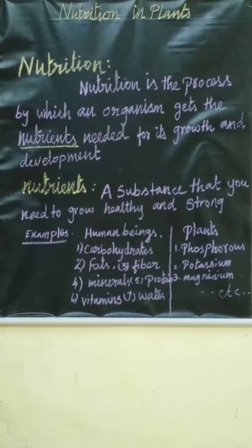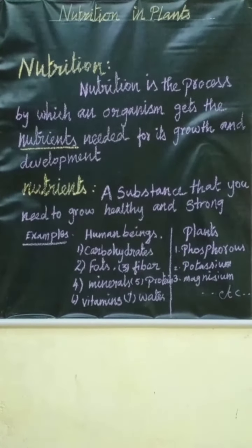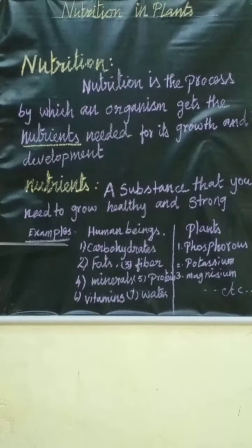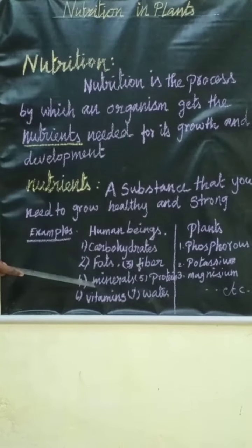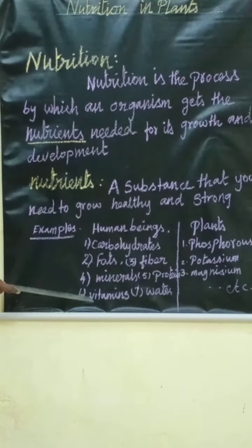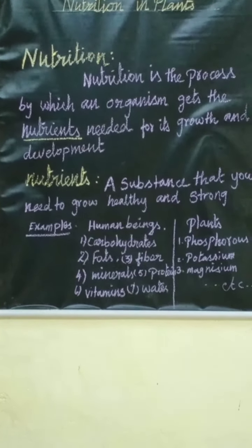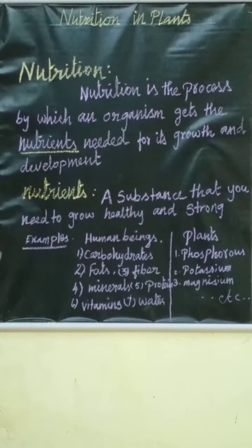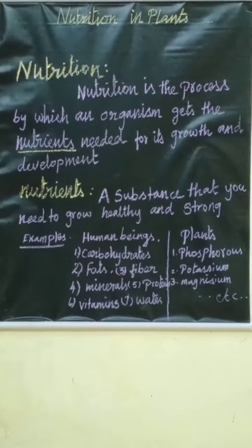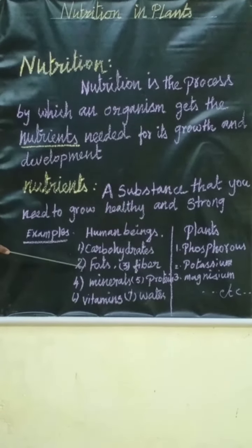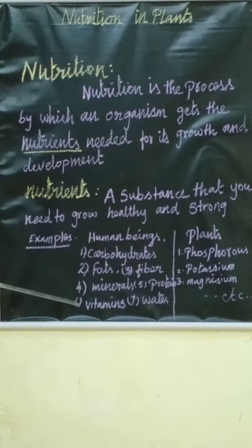What are the important nutrients needed for human beings? Some examples I am giving. First one, carbohydrate, fat, fiber, minerals, proteins, vitamins and also water. There are 7 main nutrients needed for human beings. These are the important nutrients: carbohydrate, fat, fiber, minerals, protein, vitamins and water.